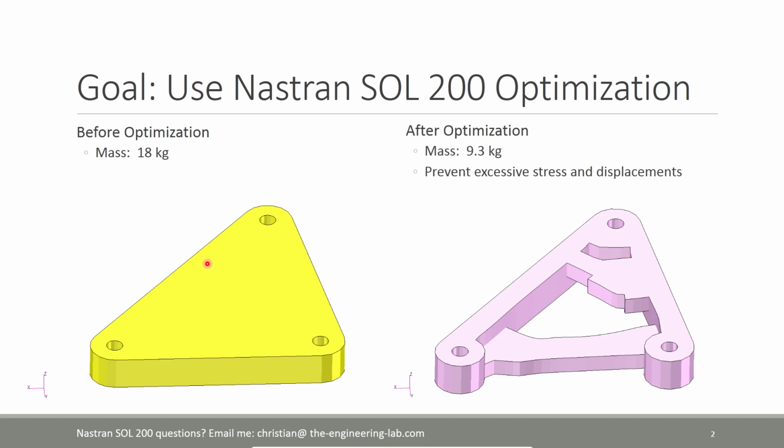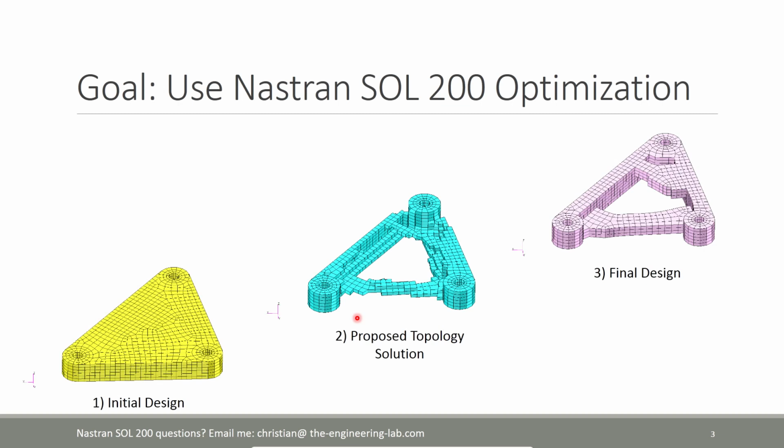We are going to take this object that you see on the left. We're going to use topology optimization to come to a solution that looks sort of what you see here on the right. Our goal is to minimize the mass, while at the same time making sure that our stress and displacements are within the constraints that we define.